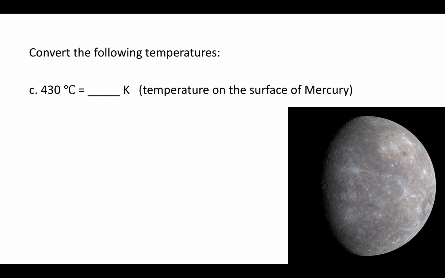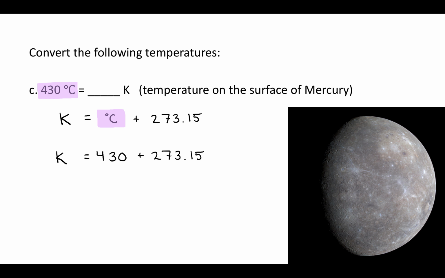Here we've got 430 degrees Celsius. What Kelvin is that? This is the temperature on the surface of Mercury, which is the innermost planet in our solar system. So going from degrees Celsius to Kelvin, you're going to use this equation, which is Kelvin equals degrees Celsius plus 273.15. Now we have degrees Celsius, so we're going to plug 430 in for that. Kelvin equals 430 plus 273.15. Plug that into a calculator, and you should get 703.15 Kelvin. That's the temperature on the surface of Mercury.